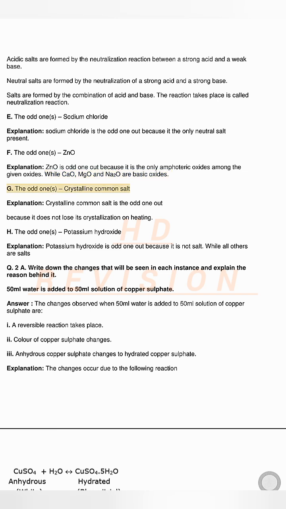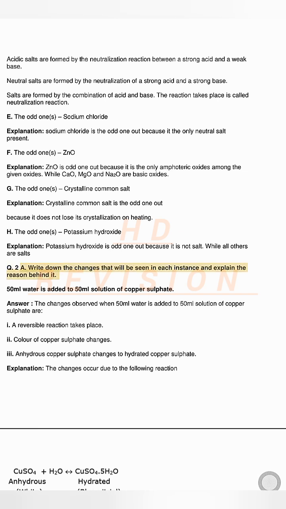G. The odd one is crystalline common salt. Explanation. Crystalline common salt is the odd one out because it does not lose its crystallization on heating. H. The odd one is potassium hydroxide. Explanation. Potassium hydroxide is the odd one out because it is not a salt, while all others are salts.